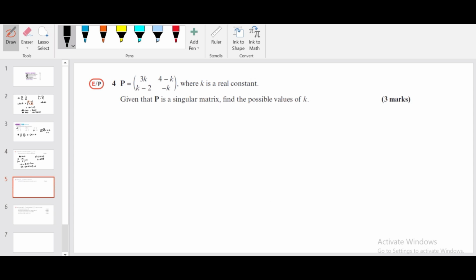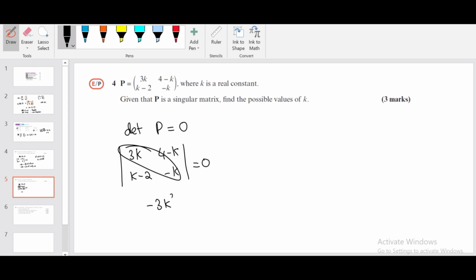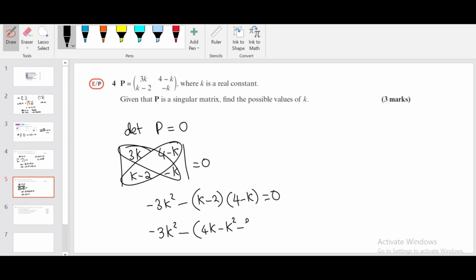Okay? If it's a singular matrix, the determinant value of p is equal to 0. So you write the determinant: 3k, 4 minus k, k minus 2, minus k is equal to 0. Multiply the leading diagonal: minus 3k square, minus multiply the elements in this diagonal: k minus 2 times 4 minus k is equal to 0. So minus 3k square, 4k minus k square minus 8 plus 2k is equal to 0.